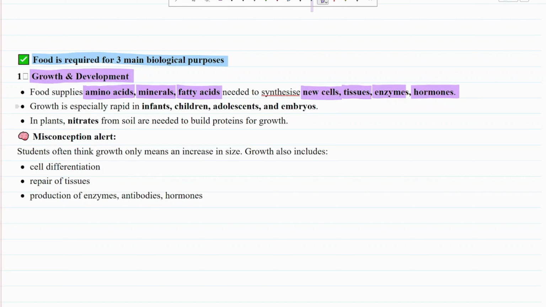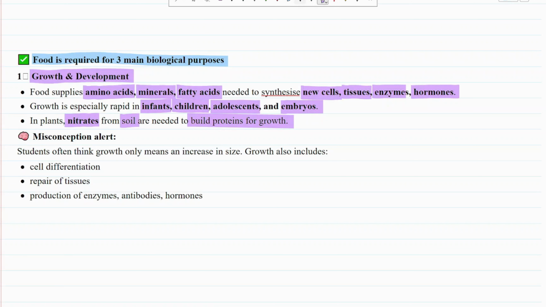Growth is especially rapid in infants, children, adolescents, and embryos. Once a living organism, even a plant or animal or human, becomes adult, after adolescence, there is little food required by the body because the development has stopped, growth has stopped. Now the body is just taking in food to maintain its internal conditions, to maintain the same body size, mass, etc. In plants, nitrates from soil are needed to build proteins for growth.